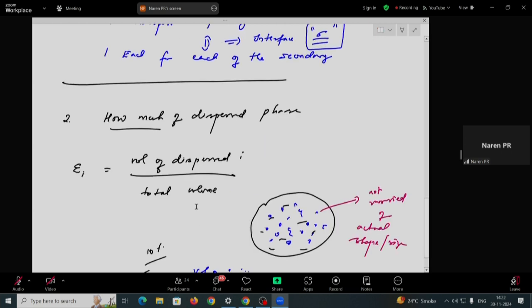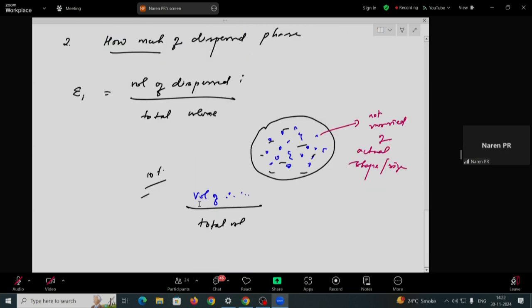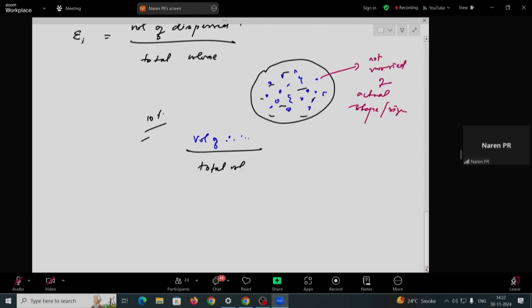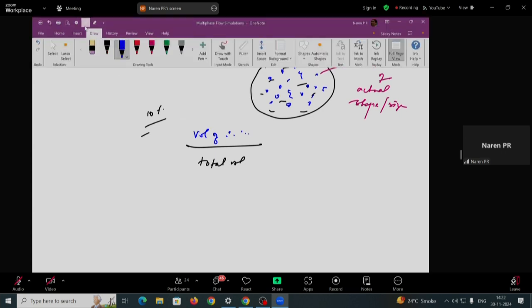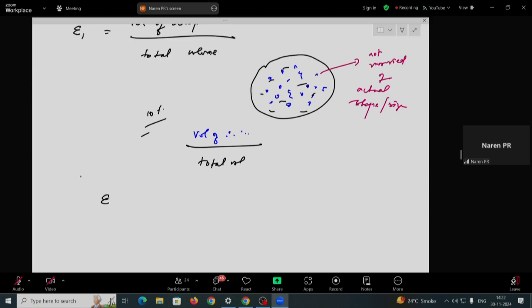So now the objective is not the shape, not the size. We are worried about where the liquid or the dispersed phase, or the gas which is the dispersed phase, is present in the primary phase. So in the matrix of the primary phase, where are the dispersed phases located? We want to know what the dispersed phase holdup is and its distribution.